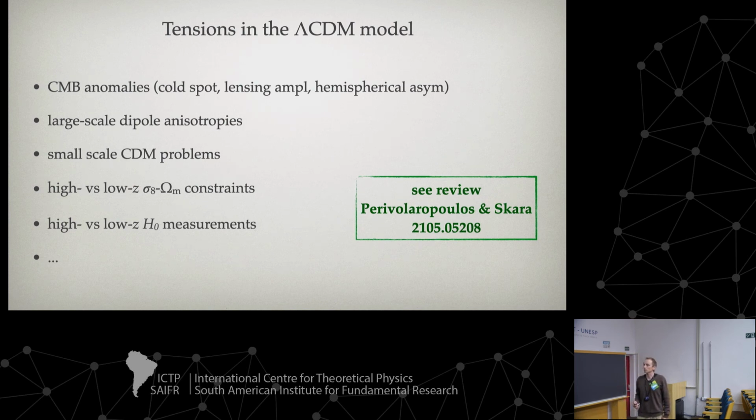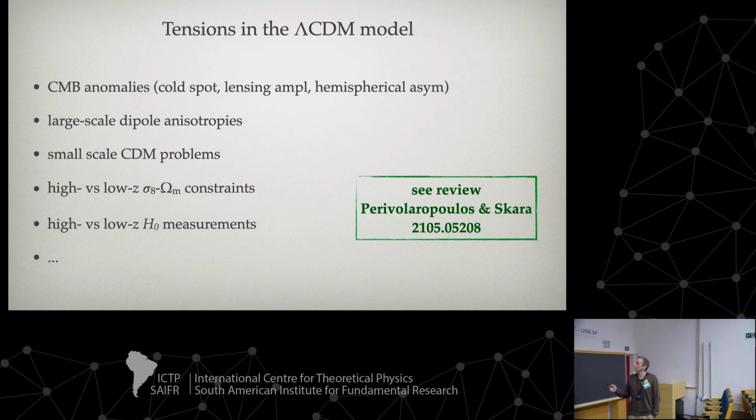CMB anomalies typically are around the 2-3 sigma level. The cold spot perhaps is one of the most prominent ones, and people have tried to look at it from any point of view. It could be a perturbation at the CMB time. It could be an anomalous structure on the line of sight from us to the CMB. Or it could be just a statistical fluctuation. And if you do the statistics carefully, it's all fine.